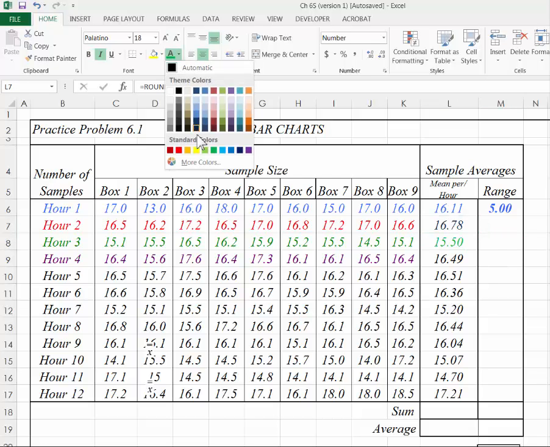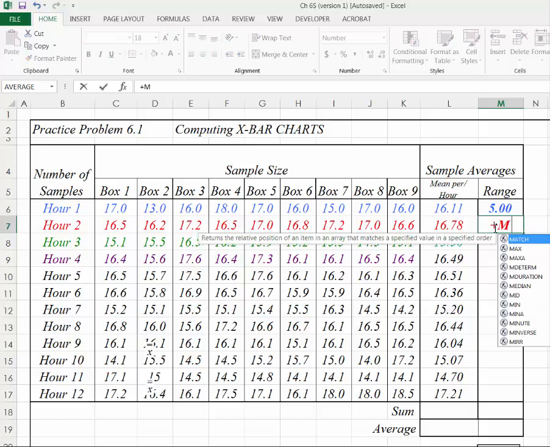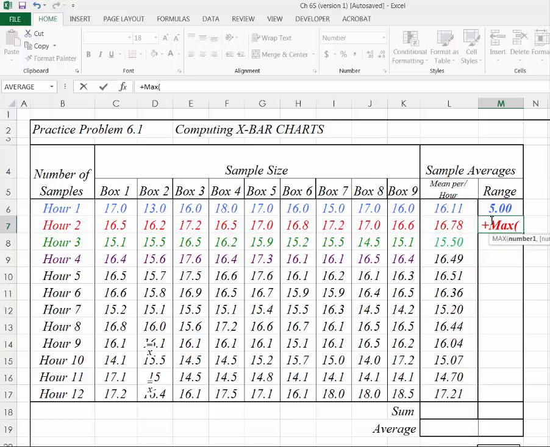Now I also want to show you how to do the range. So I'm going to go over here. Now you notice it's in this box already, but I want to show you how to make the formula, and essentially, since there is no command for range, I'm going to do the max minus the min. So I'm just going to do equals max, and I'm going to open up my parentheses. I'm going to highlight this section, close up my parentheses, minus min, open parentheses, highlight the same thing again, close my parentheses, and hit return.